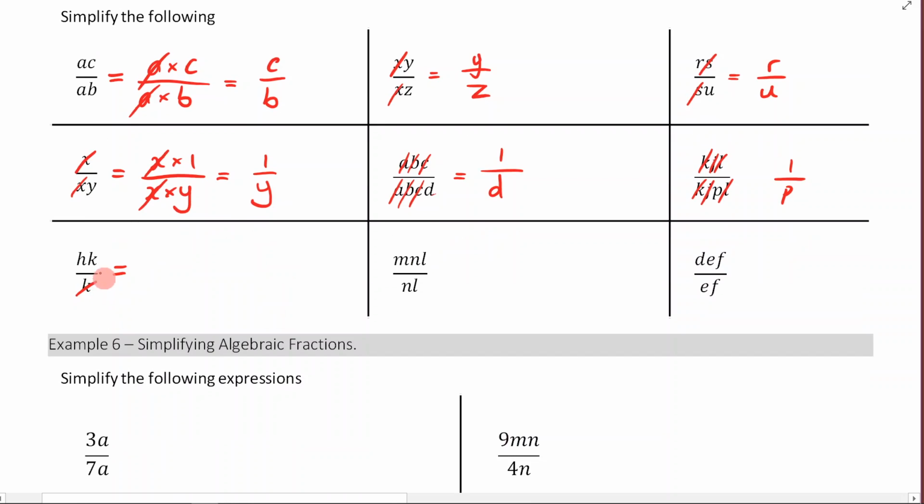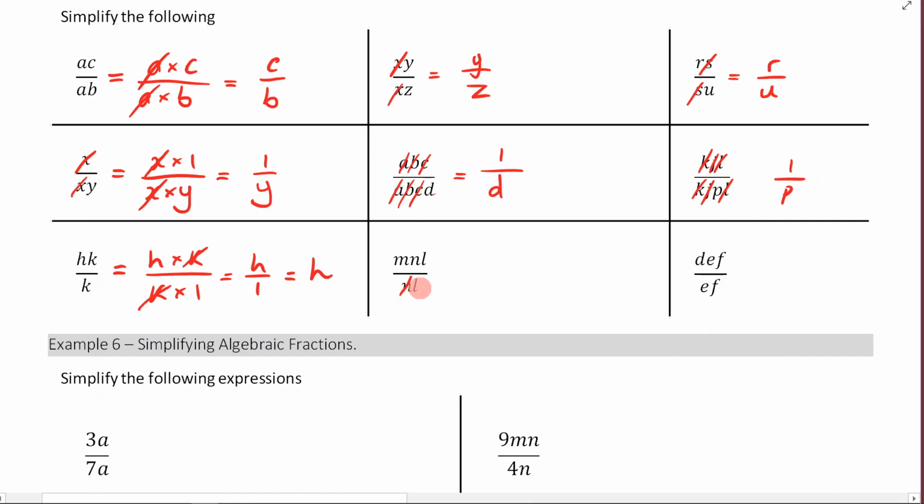So here, this k will cancel with this k, which means I have h here. And remember, the same idea is going to apply. So I might actually do this a bit slower. This will be h times k, and this will be k times 1. So this k will cancel out with this k, and I'll be left with h over 1. And we know that whenever we have anything divided by 1, our answer is just going to be what's on top. So h in this case.